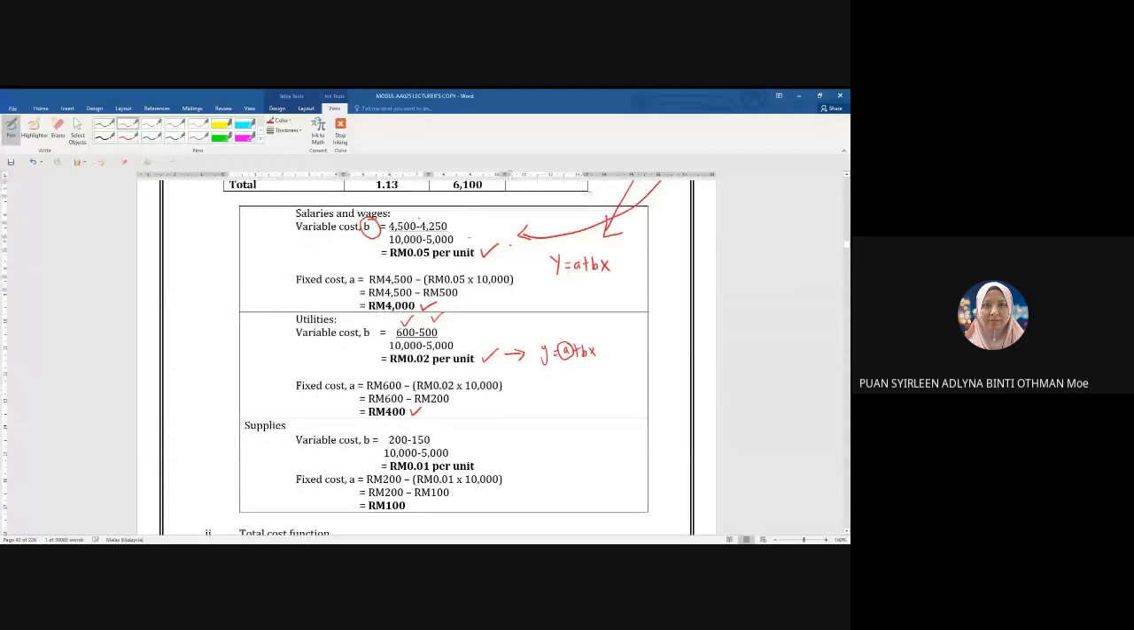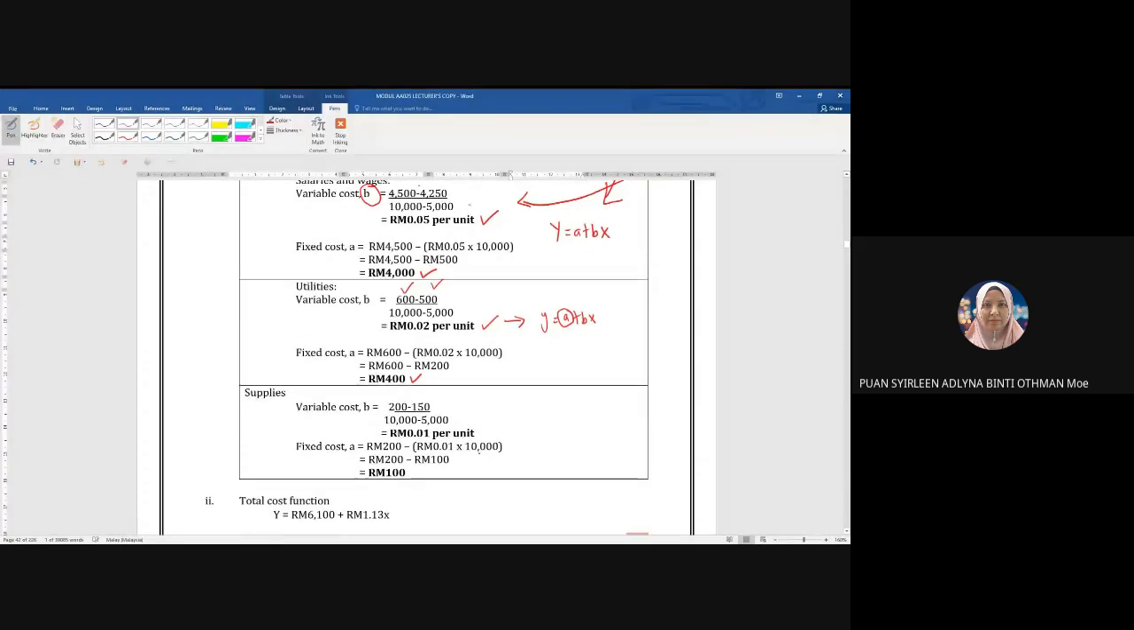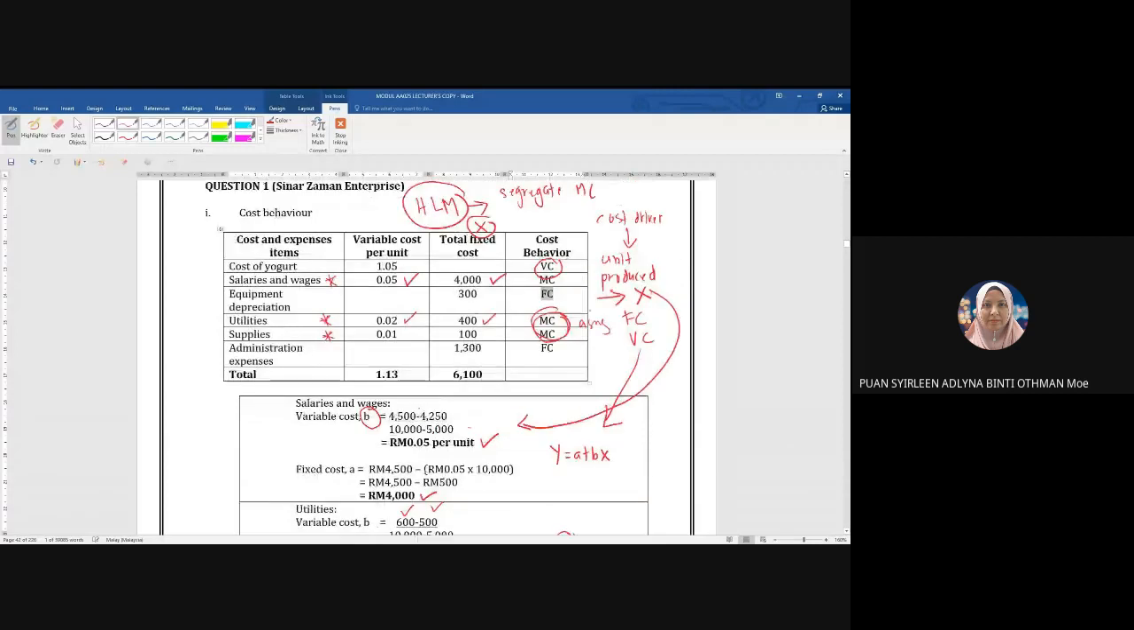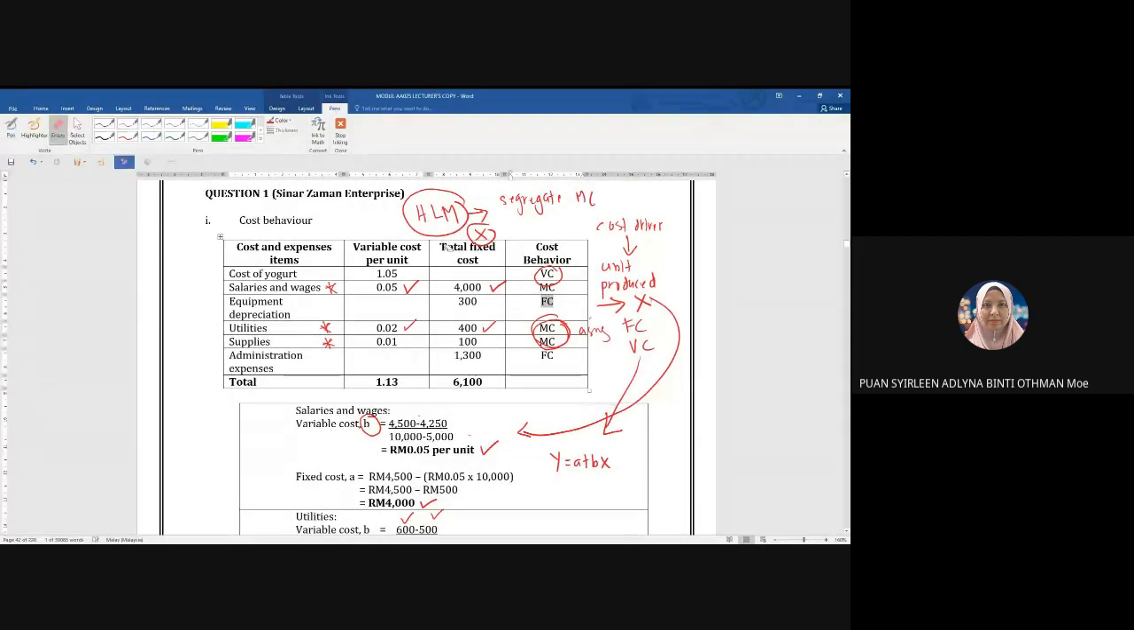And then we go to supplies. Alright, so supplies we are doing the same thing. The variable cost per unit is 1 cent. Okay, and the fixed cost is 100 ringgit. Okay, so I've segregated all these 3 costs. Okay, dan madam boleh terus masukkan dalam table. Okay, so bila saya masukkan dalam table, I can easily add up to all lah.